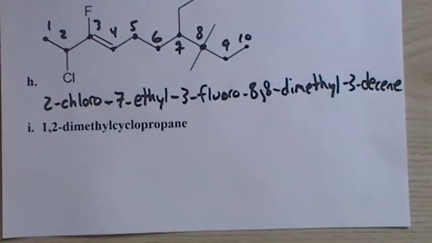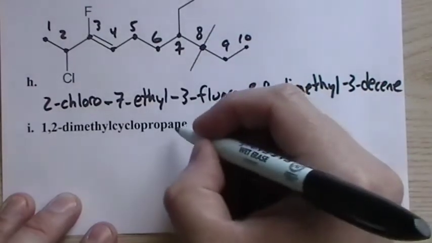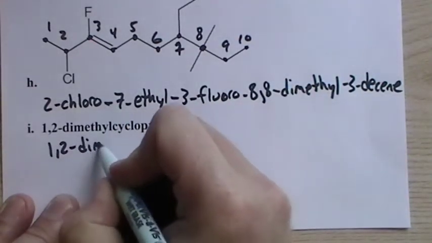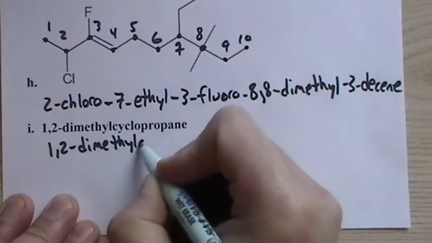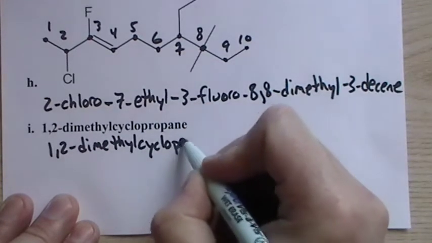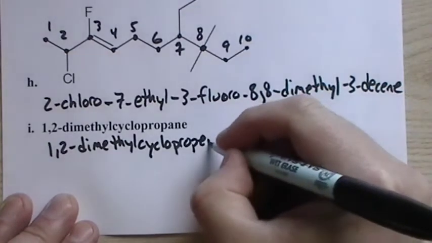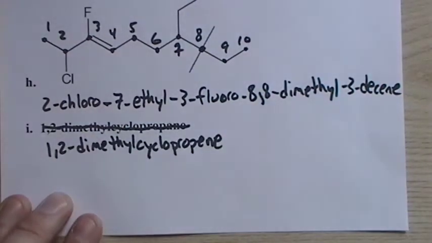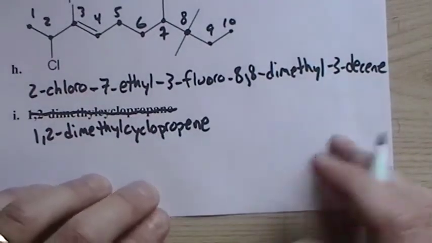And then 1,2-dimethylcyclopropane. Well, that should be propene. I'm not even sure if this was supposed to be on here. It might have been left over from a previous lecture when I just cut and pasted, but let's make it into something. Now we're into the cycloalkenes.